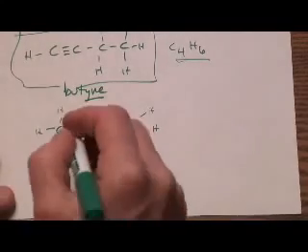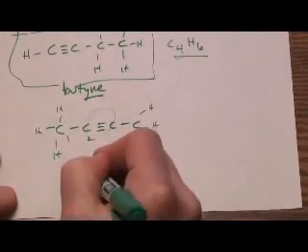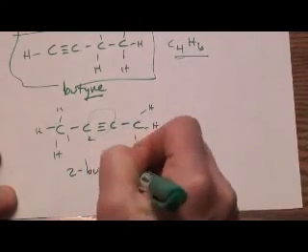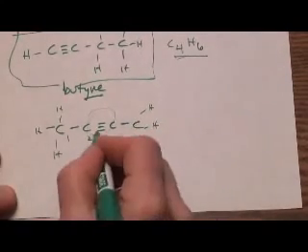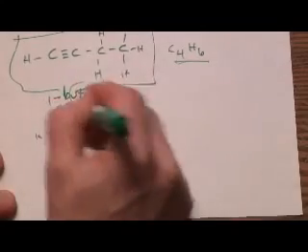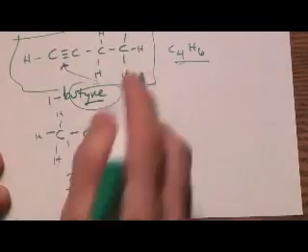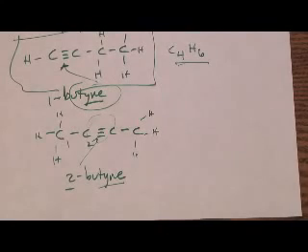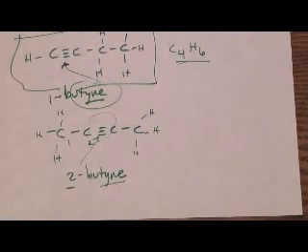And so this one would have to be identified as 2-butyne, where the 2 indicates where the triple bond is. This one would technically be called 1-butyne because the triple bond came off of the first carbon.